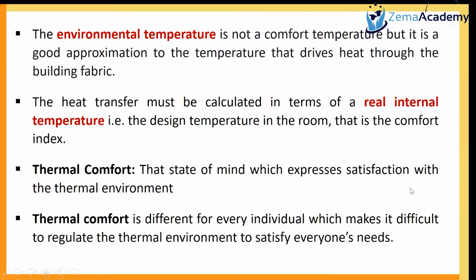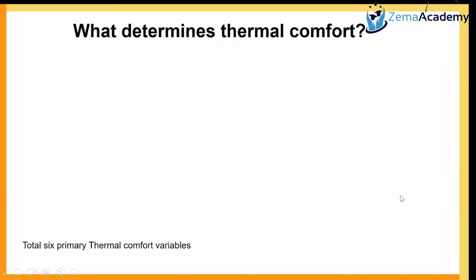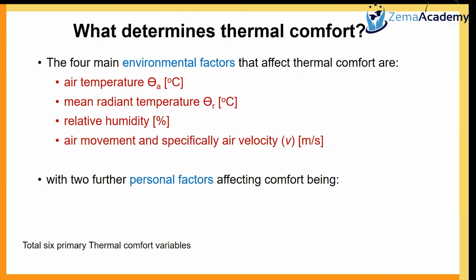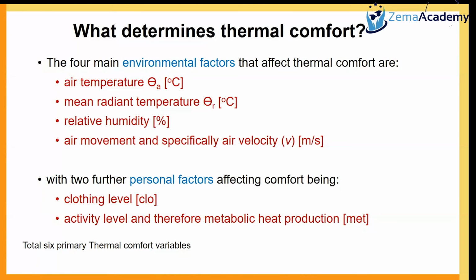So next we come up with what would be the temperature that is real, and it is measured, and it can be defined in a way that people within that space can say that they are satisfied within the space. So let's come to the factors first and then come to that temperature. There are 6 factors that determine the thermal comfort of an occupant. 4 of them are environmental factors and 2 of them are personal factors.